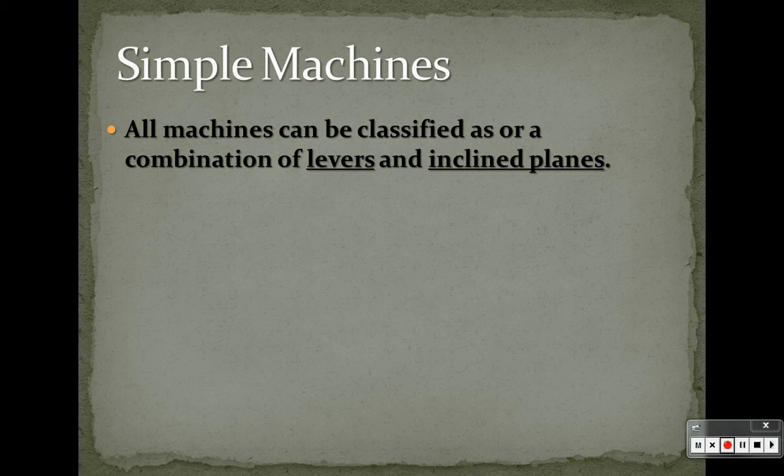All of them are going to be levers or inclined planes or a combination of the two. Pretty much every single machine can boil down to one of the two or a combination of the two. When you get more complex machines, obviously you have more simple machines that make up that complex machine.